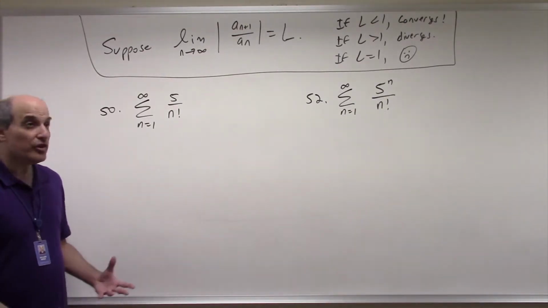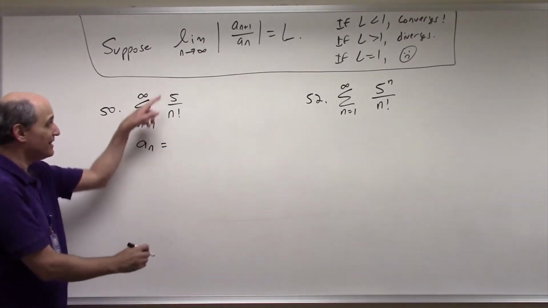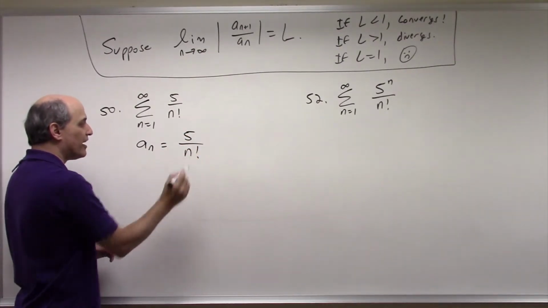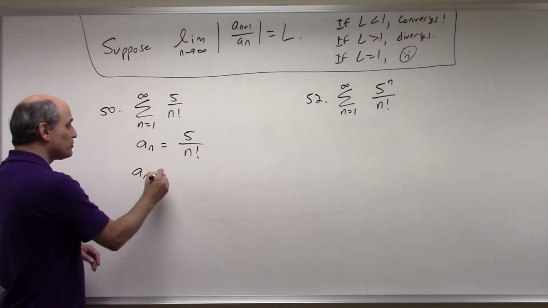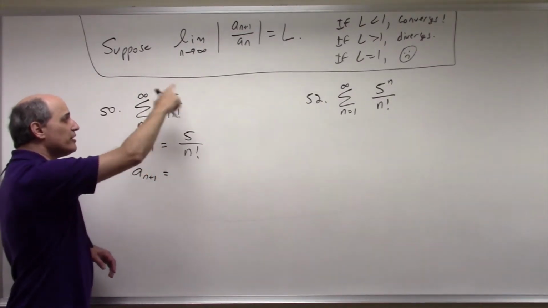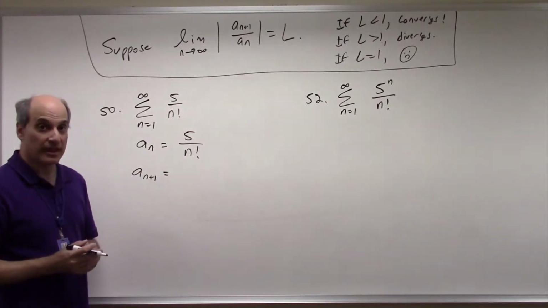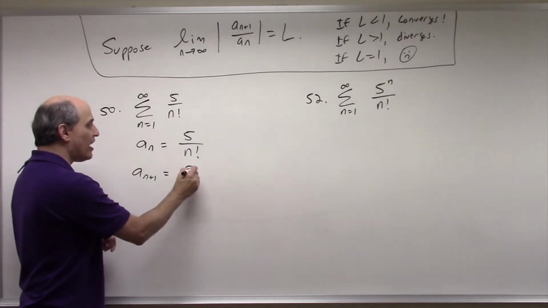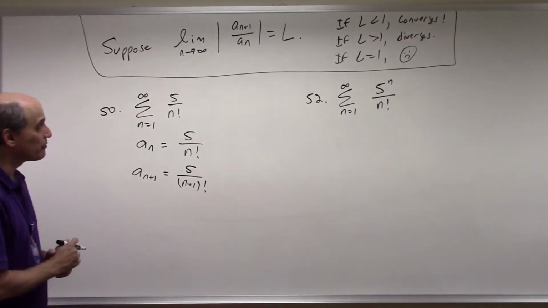All right, so first we do some scratch work. A sub n is just this expression, 5 over n factorial. To calculate a sub n plus 1, everywhere there's an n in the original expression, I just replace it with n plus 1. So a sub n plus 1 is 5 over n plus 1 factorial.